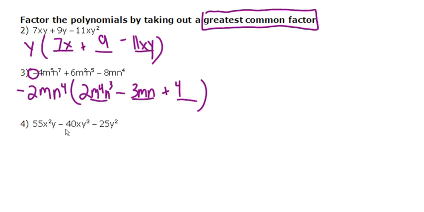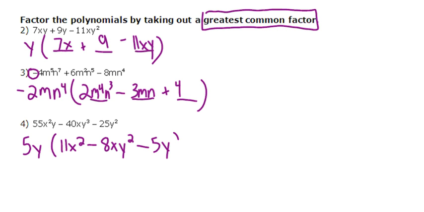Now this one, 55, 40, and 25, they're all divisible by 5. I can take out no x's because this doesn't have an x, but I can take out one y. So 55 divided by 5 is 11. I have x squared, and there's no y's left. 40 divided by 5 is 8, so I have minus 8. I take out a y, so I have 2 left. 25 divided by 5 is 5, so I have minus 5, and I'm taking out 1 y, so I have 1 y left. So that's greatest common factor.